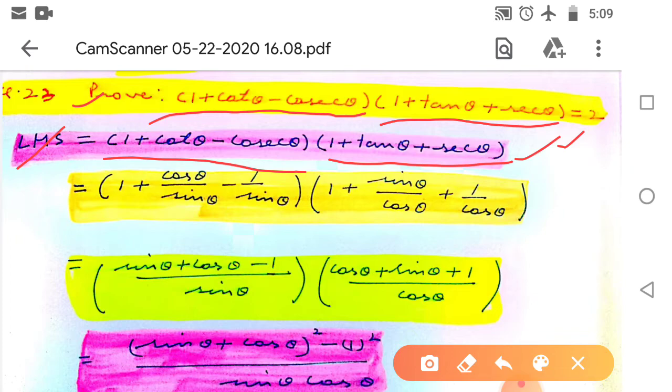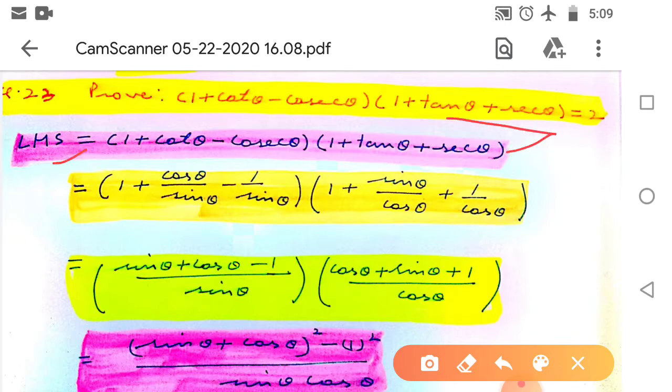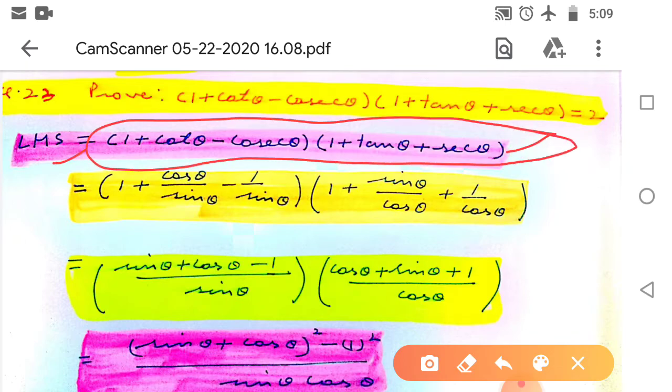So, cot theta, you know, is cos theta upon sin theta. Instead of cot theta, we write cos theta upon sin theta. Instead of cosec theta, we write 1 upon sin theta, and instead of tan theta, we write sin theta upon cos theta, and for sec theta we write 1 upon cos theta. Clear? Once again, look here. In the LHS, we are not able to apply any identity directly. Clear? So, what do we do? We convert the trigonometric ratios into cos and sin, that is cos theta and sin theta.